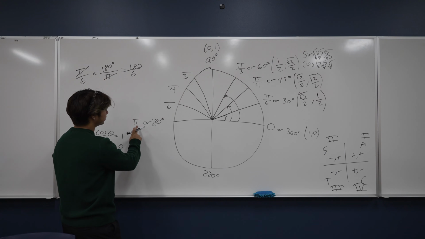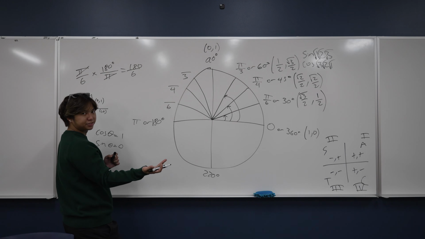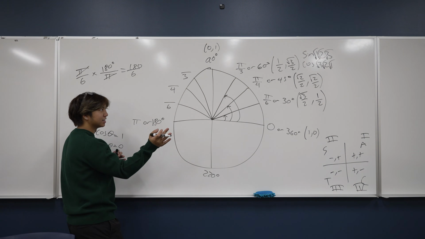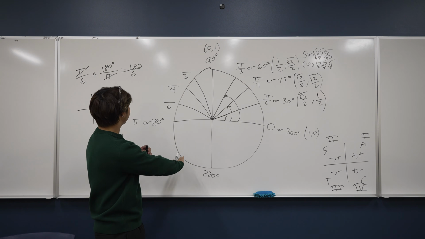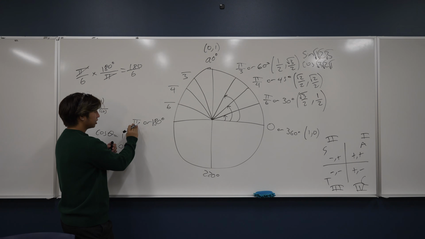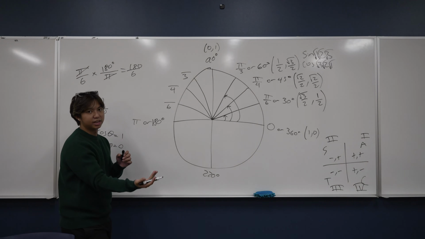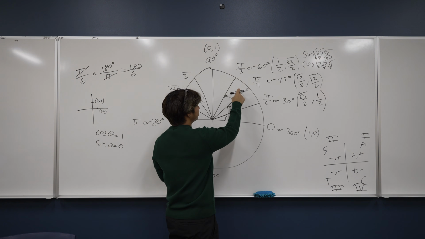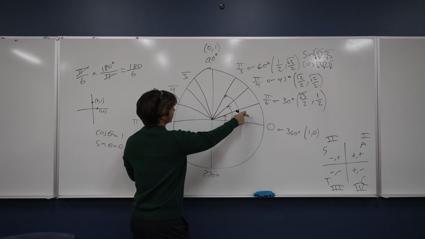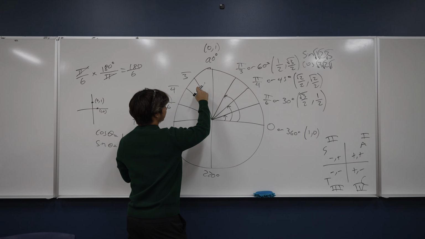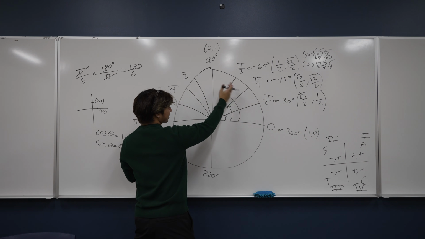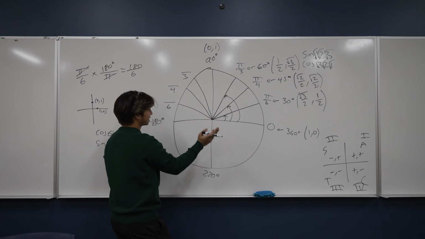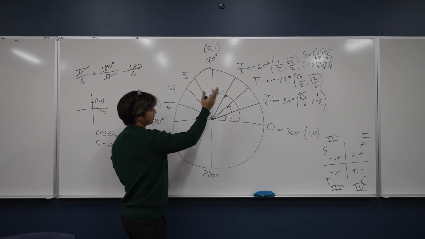So I want you to imagine a pizza, right? In this case, it would be half a pizza for pi, pizza pie. So imagine we're dividing up a pie into 6 slices. We get pi over 6, right? Because if we have 6 slices, 1, 2, 3, 4, 5, 6. It takes 6 slices to make up pi, right?